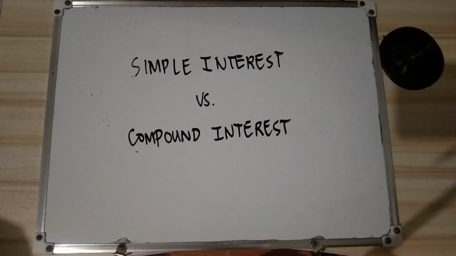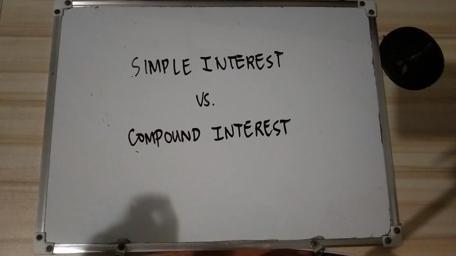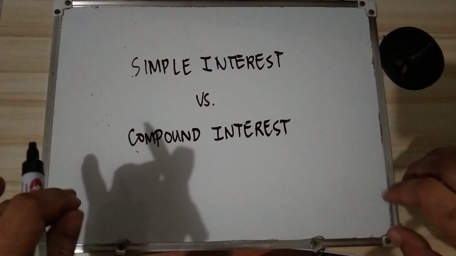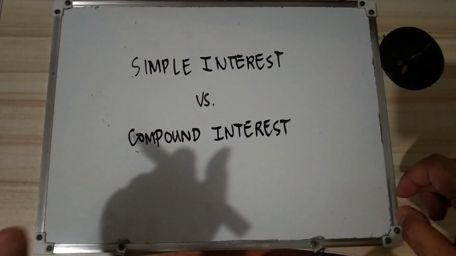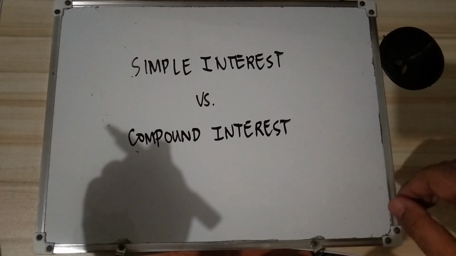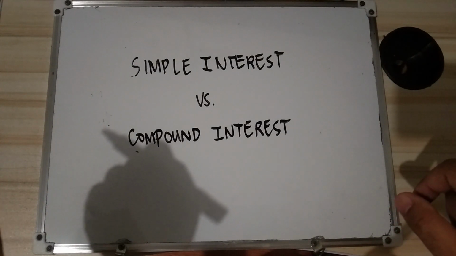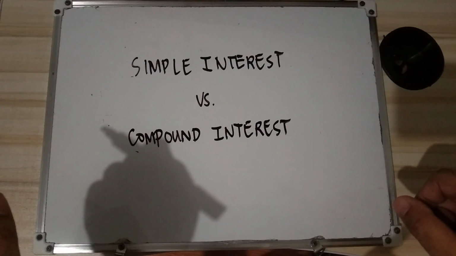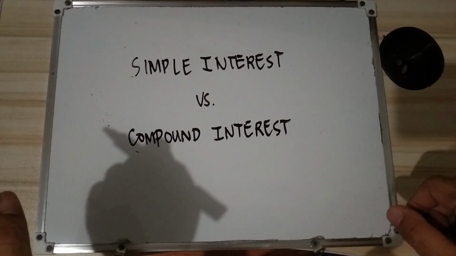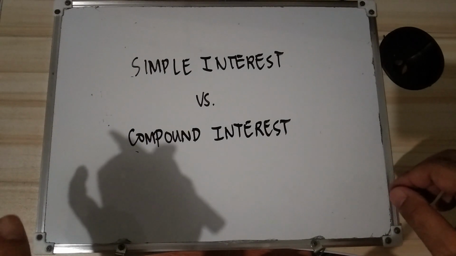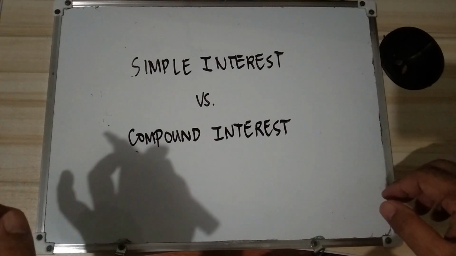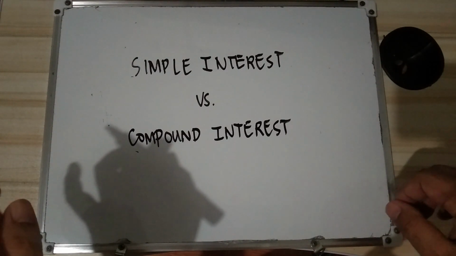Simple interest versus compound interest. So the difference between simple and compound interest is that the amount of interest in simple interest for every interest period is constant. While in compound interest, compounding every period, interest is added to the principal that increases its value. In addition, the compound interest is higher compared with simple interest.